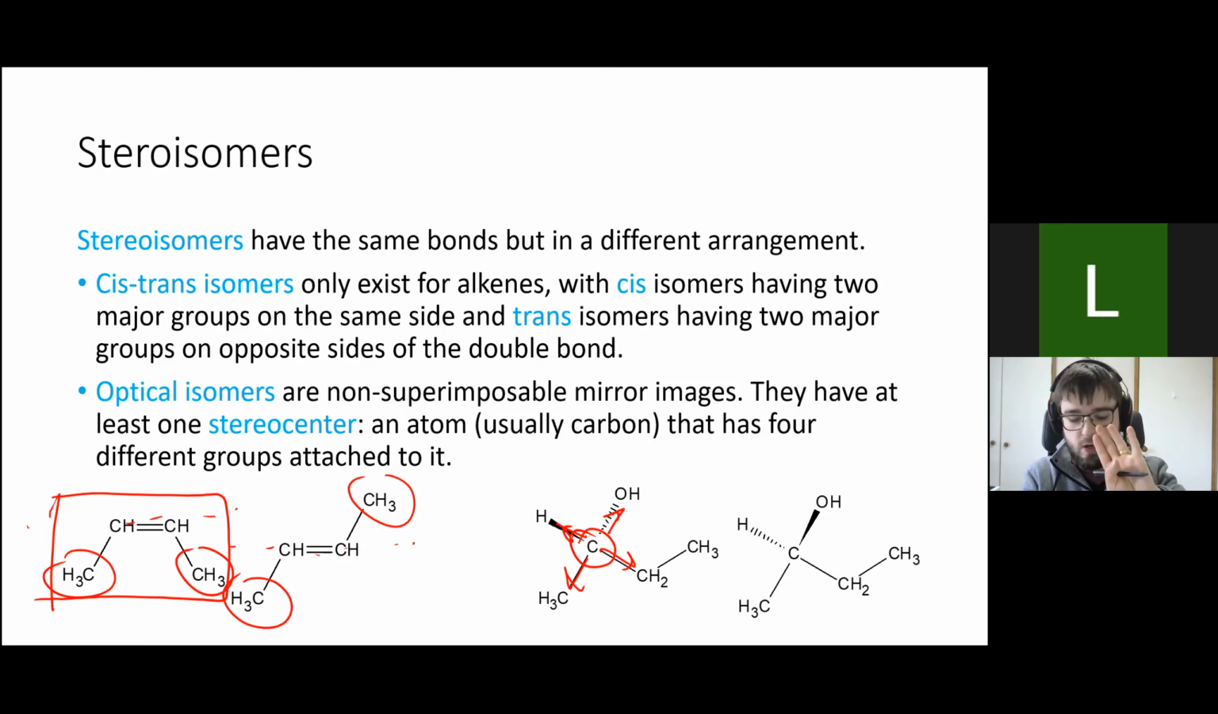If we have it the other way around, there's no way that you can physically twist those bonds around to go from one to the other. You would have to break the bonds and reorganize them. So stereoisomers have the same bonds. Both of these have a hydrogen and a hydroxyl bonded to a carbon, but they're in a different arrangement compared to the methyl and the ethyl.